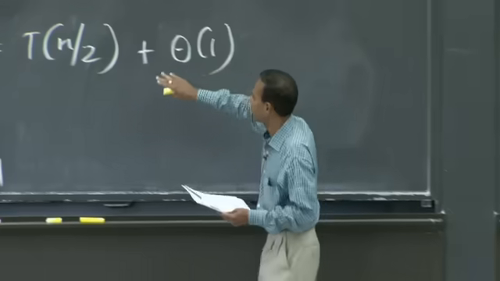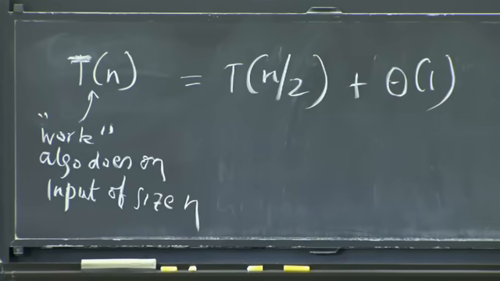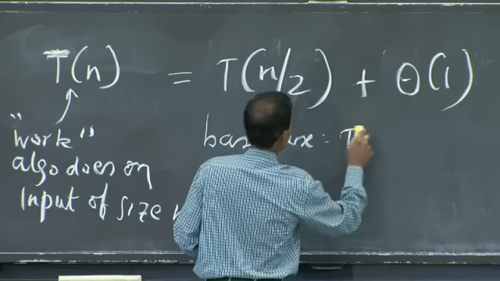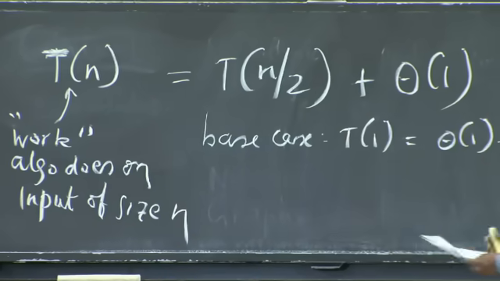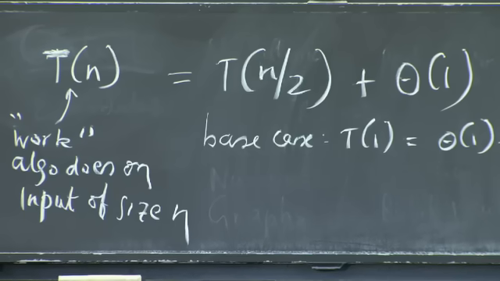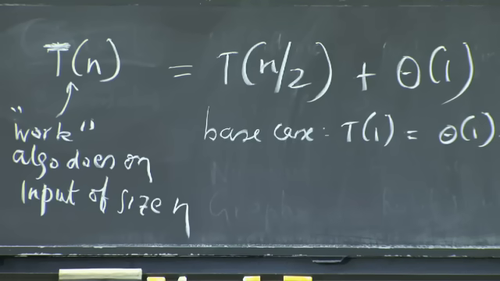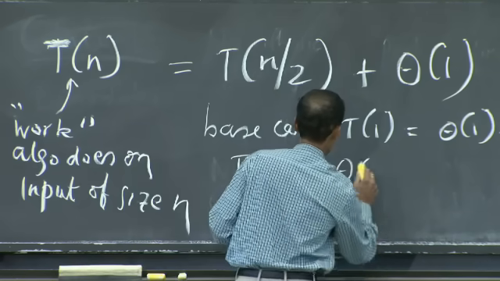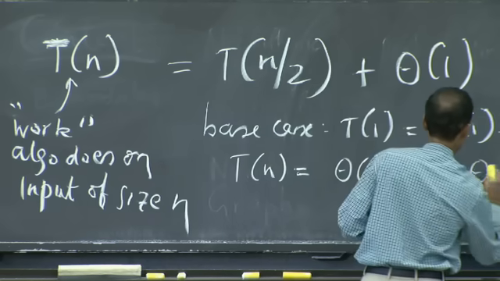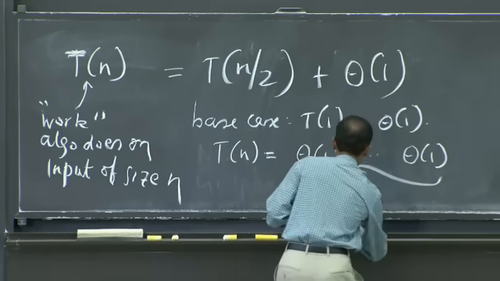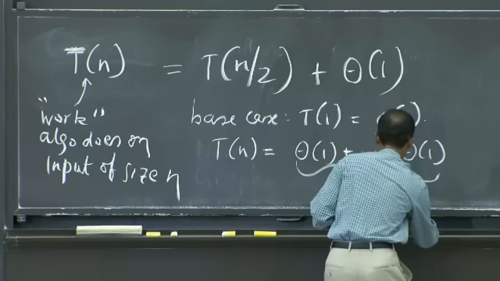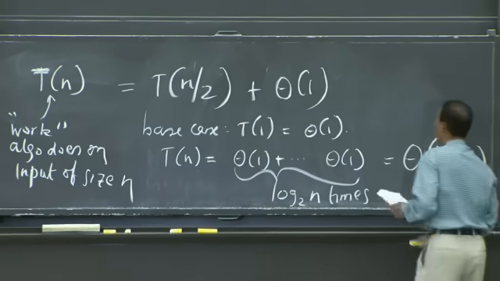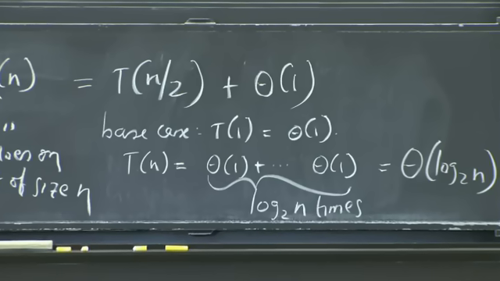So if you take this and you start expanding it, eventually you're going to get to the base case, which is T of 1 is theta 1, right? Because you have a one-element array, for that array, you're just going to return that as a peak. And so if you expand it all the way out, then you can write T of n equals theta 1 plus theta 1, and you're going to do this log to the base 2 of n times, and adding these all up gives you a complexity theta log base 2 of n, right?